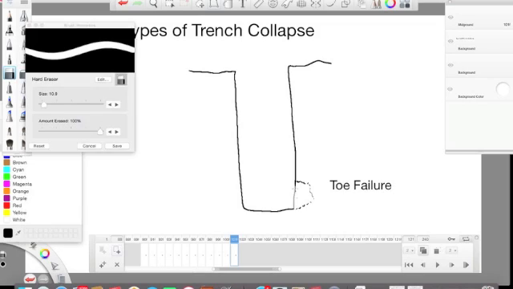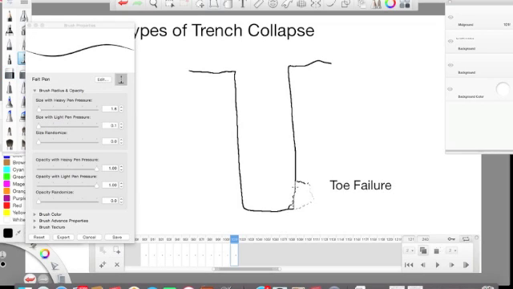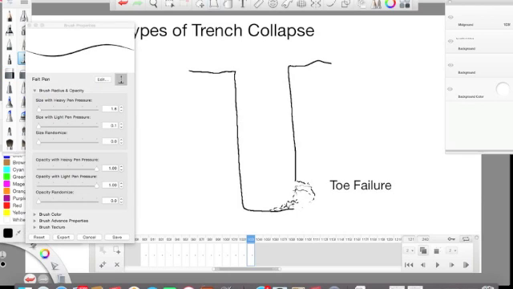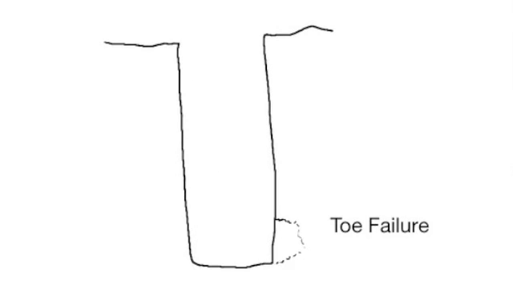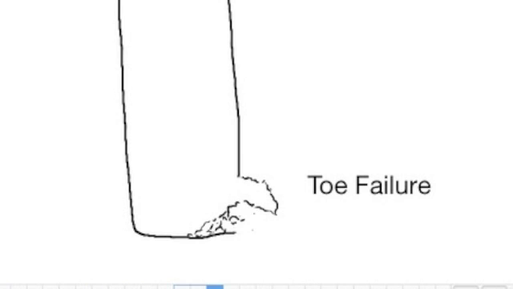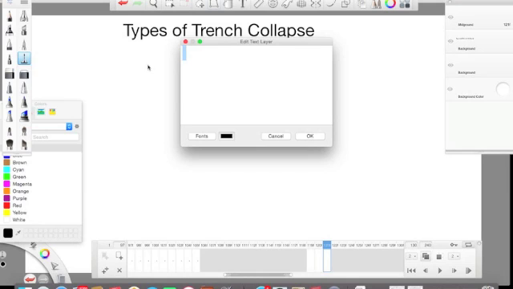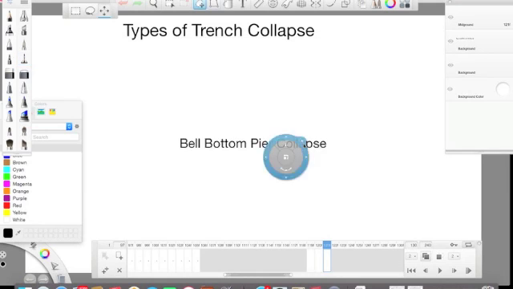Perhaps a high water table, large amounts of rain, water used during a construction process, maybe combined with a little bit of vibration, but something has weakened the soil at the very base of the trench, where normally you have some support and some strength in the trench wall, in this case weakening it to the point that the toe fails. Of course, at that point, you have to worry about the next form of collapse that's coming.